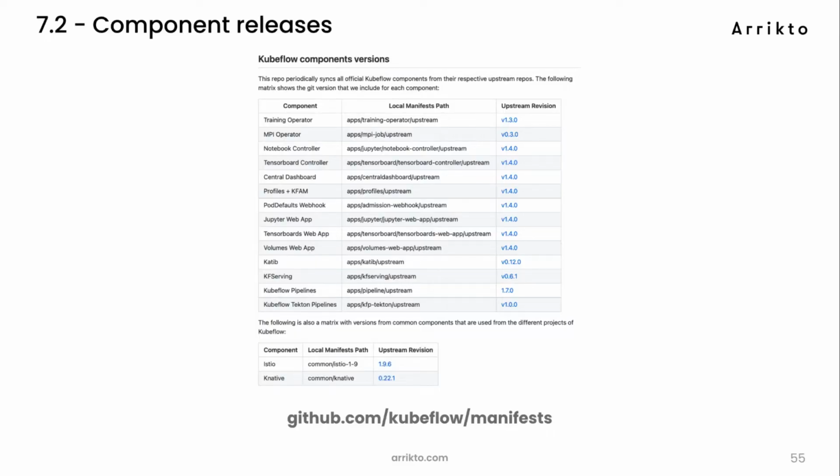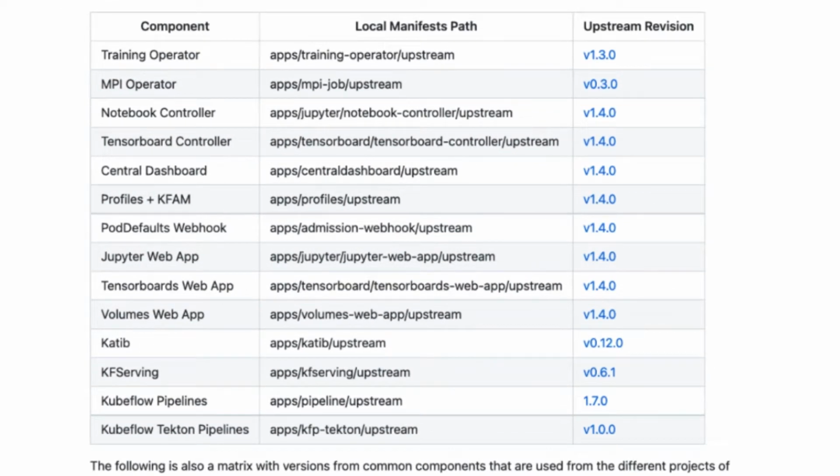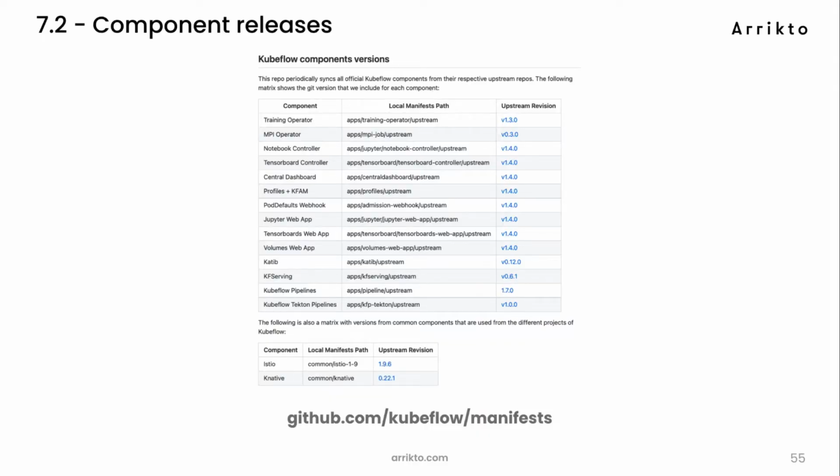You want to recall that Kubeflow is not a standalone monolithic piece of software. It is actually a platform comprised of multiple components, and some of those components have different versioning schemes than the main Kubeflow project. So one way to determine what version of a component ships in a particular version of Kubeflow is to head over to github.com/kubeflow/manifest. On the README page, you will find a table that lists the components as well as the upstream version that shipped inside that version of Kubeflow.